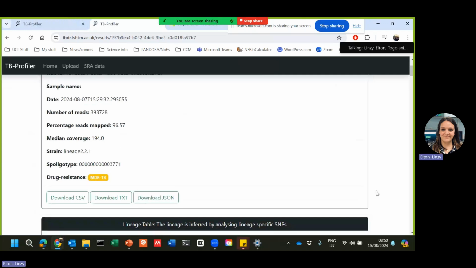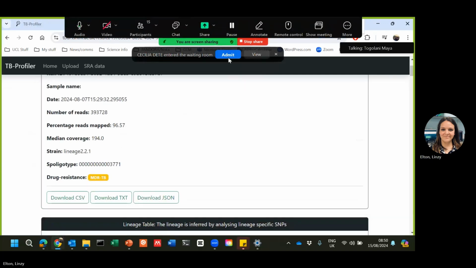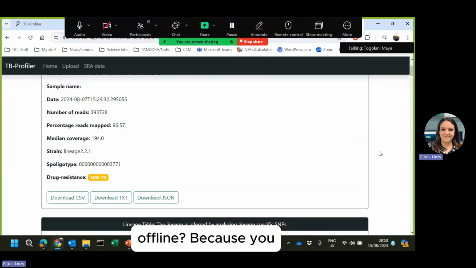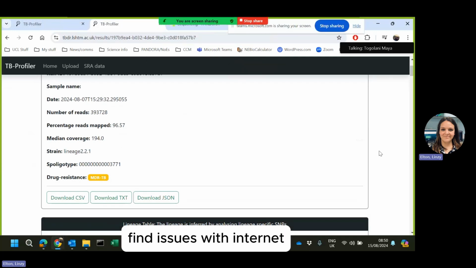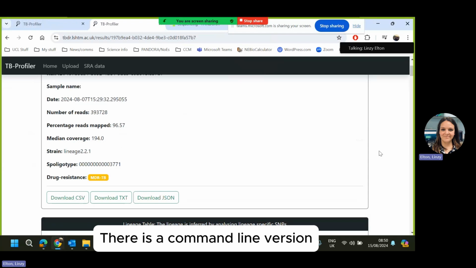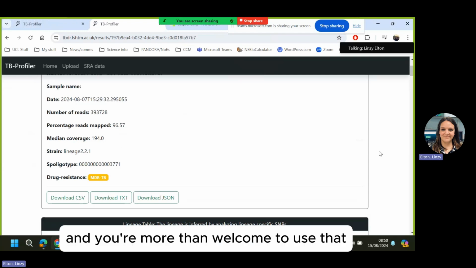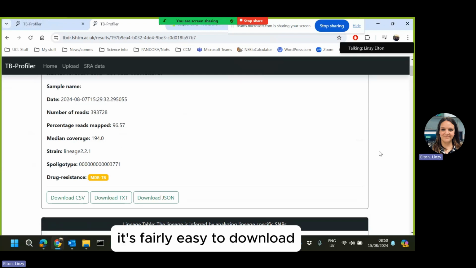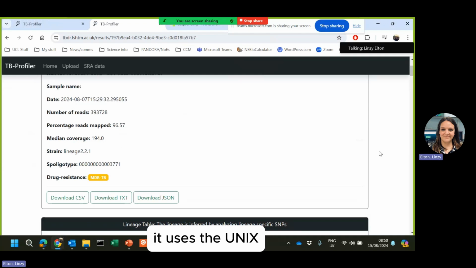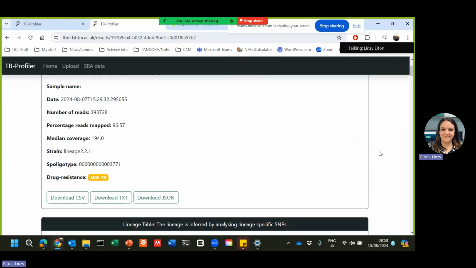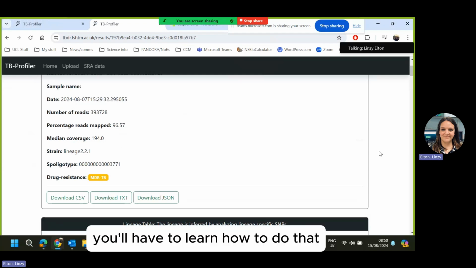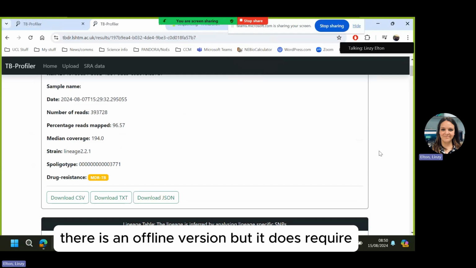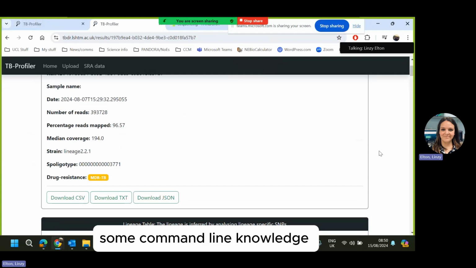I would download. Sorry? Work offline, mate. Can the TB Profiler also work offline, because you find some issues with the internet? Yeah, so there is a command line version, and you're more than welcome to use that, but you will have to understand the command line. It's fairly easy to download. It uses Ubuntu, so it uses the Unix sort of system. But obviously, if you don't know how to use command line, you'll have to learn how to do that. So yes, there is an offline version, but it does require some command line knowledge.